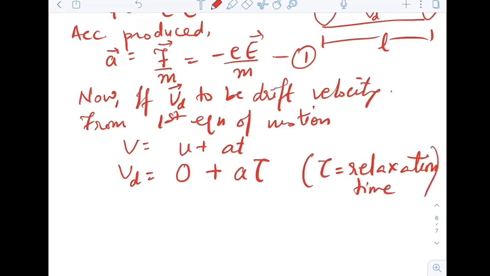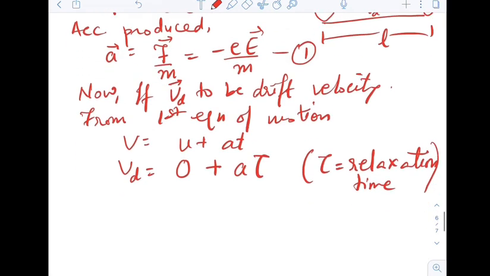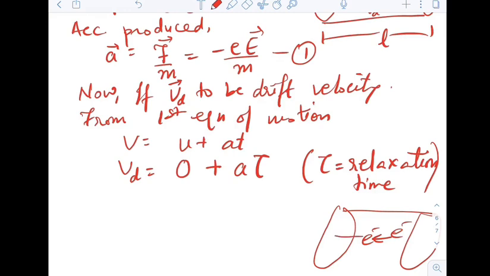collisions. Electron is moving, suppose there are many electrons, let me draw a diagram like this, many electrons. One electron moves, strikes another, and then again starts to move, then again it strikes and then it stops. The time interval between these two collisions is called relaxation time.